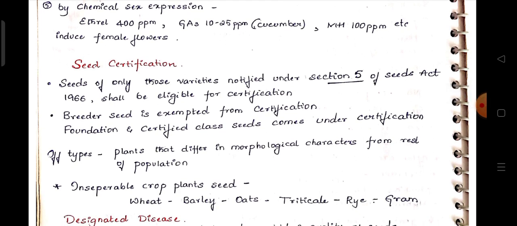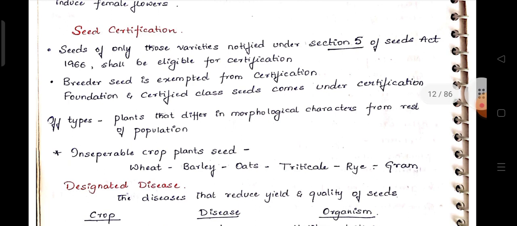Now this was all about seed production in different crops. Coming to seed certification. Seeds of only those varieties notified under Section 5 of the Seeds Act 1966 are eligible for certification. Breeder seed is exempted from certification. Foundation and certified class seeds come under certification.